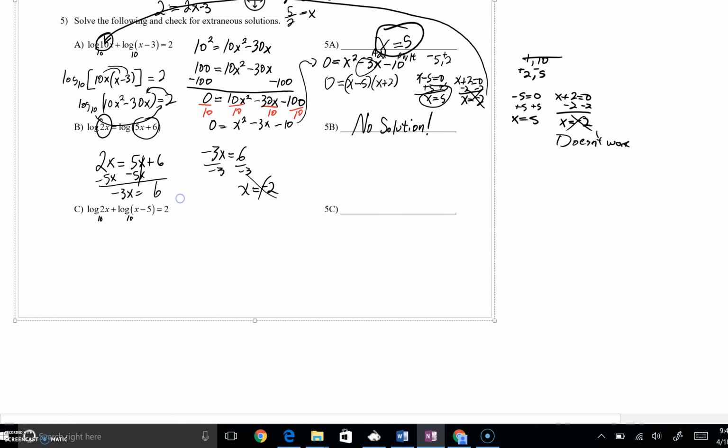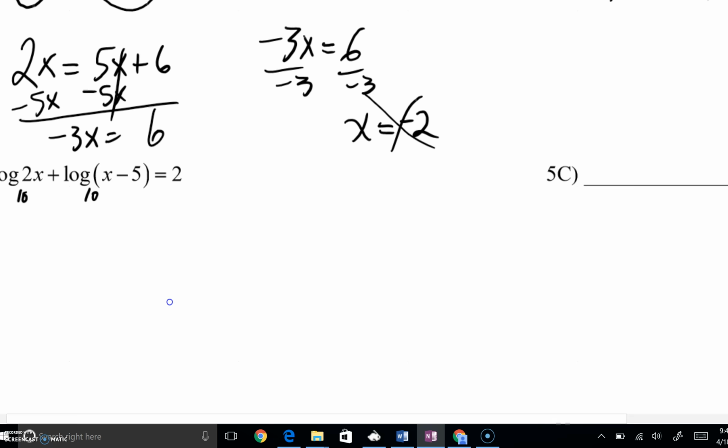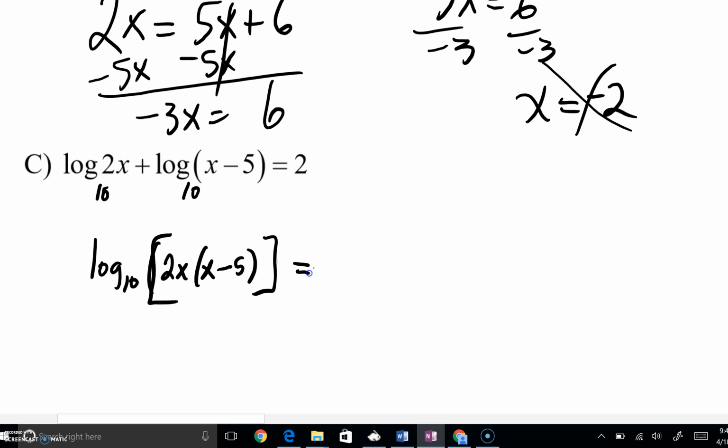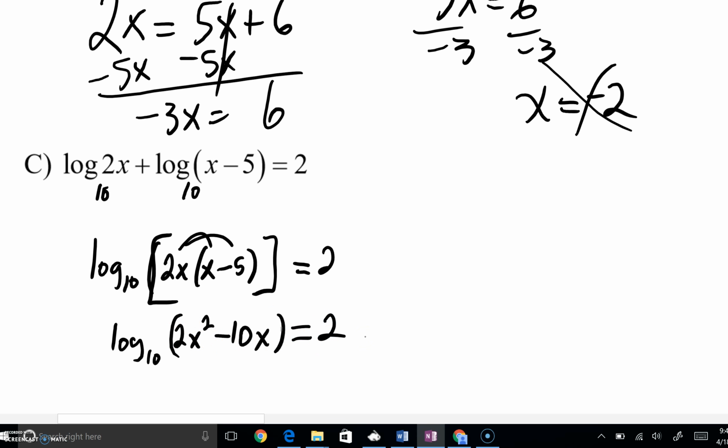What you have here is we're just going to add these two logs, condensing them by multiplying 2x and x minus 5. If you want to put brackets around there, you can do that. As many kids will quickly say, isn't that really just going to distribute that 2x to the x minus 5? And definitely it will. So there you have it. We're off to a really good start.